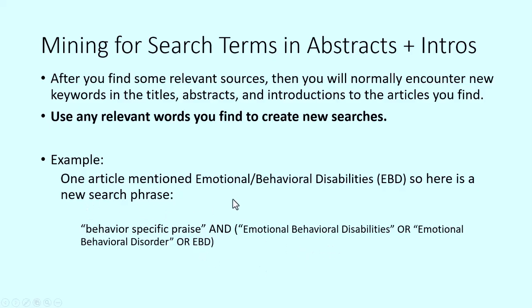So then I could try that out and see what sources I get based on having read previous articles. And you can just keep going, find new critical keywords as you read and create new searches. That's a good strategy for finding the best sources for your paper.